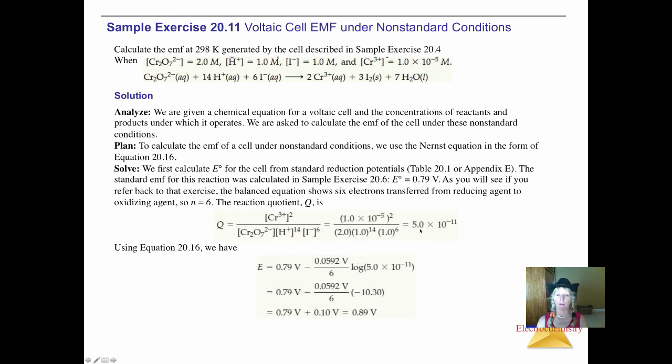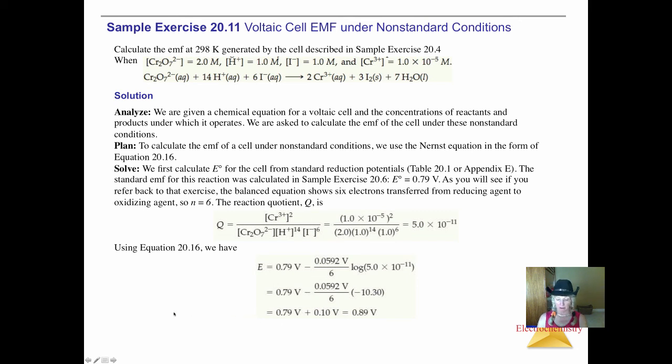And we have our log of Q, so it's log of 5 times 10 to the minus 11. So maybe it's simpler to do that first. That's where the negative 10.3 comes from. Take 0.0592 divided by 6 and multiply it by negative 10.3, and then take that value and subtract it from 0.79. Well, you can see that subtracting a negative is the same thing as adding a positive. And so what's interesting here is that the voltage is a little bit higher under non-standard conditions than it would have been under standard conditions.